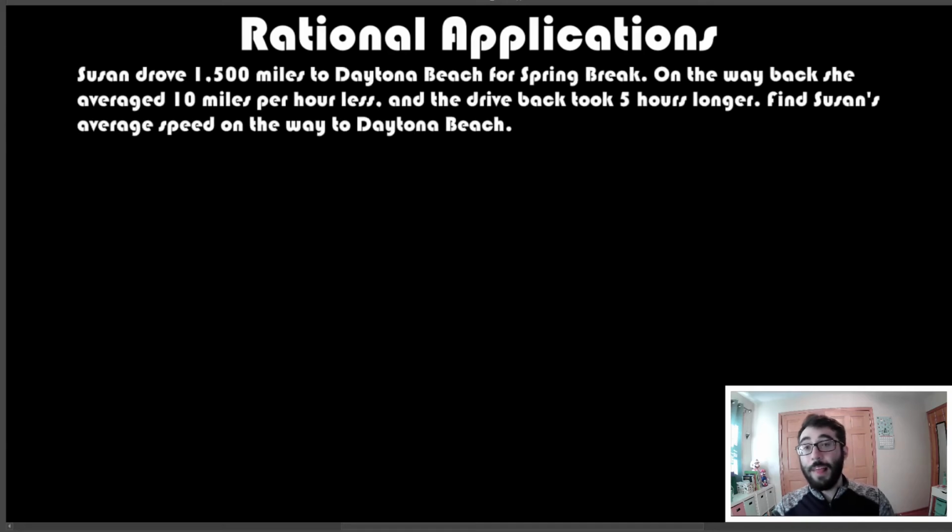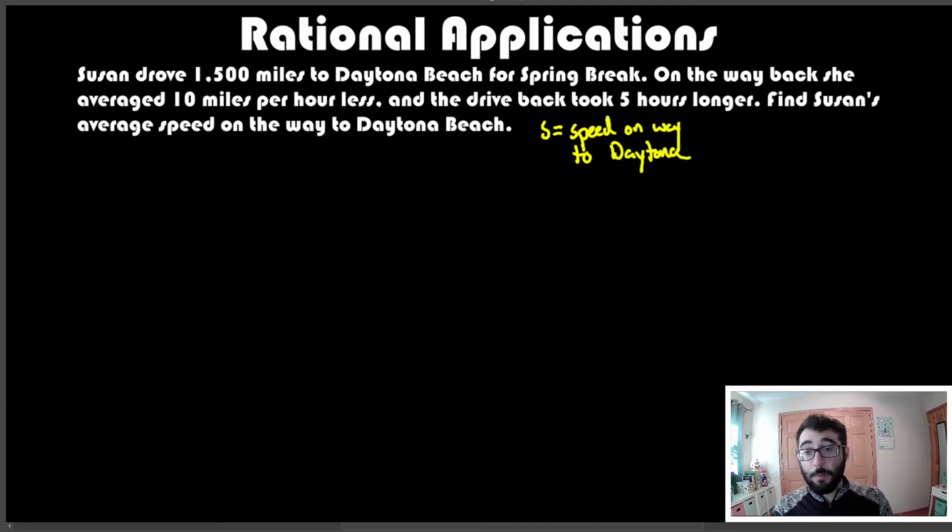All right, so this last one's going to be a little bit more challenging. So Susan drove 1,500 miles to Daytona Beach for spring break. On the way back, she averaged 10 miles per hour less. And on the drive back, it took 5 hours longer. So not only did she drive a slower speed, it took her longer to get back, and that should make sense since she's driving a little bit slower. Now we want to find her average speed on the way to Daytona Beach when she was traveling faster and got there quicker.